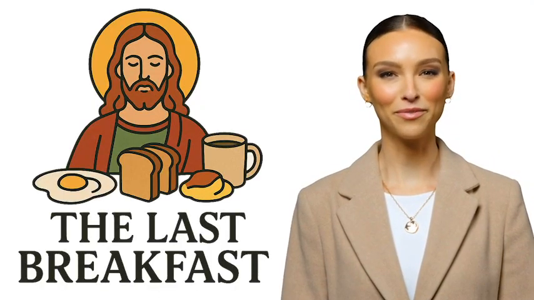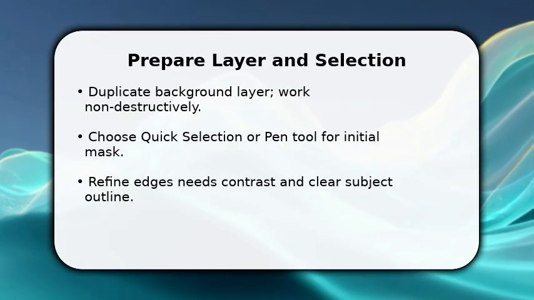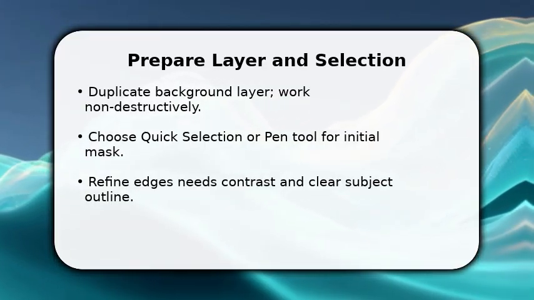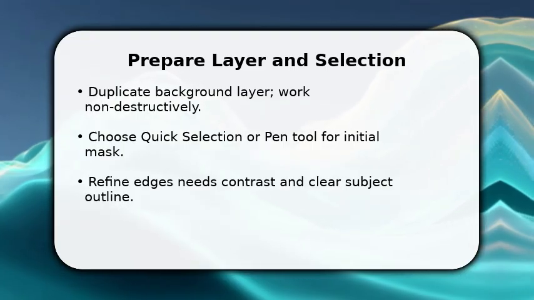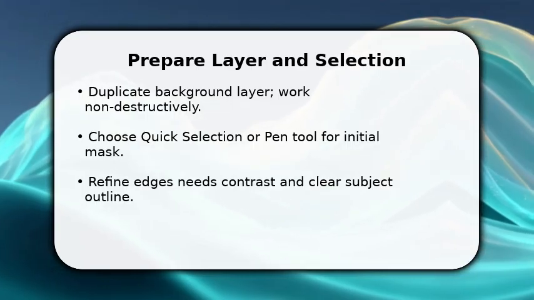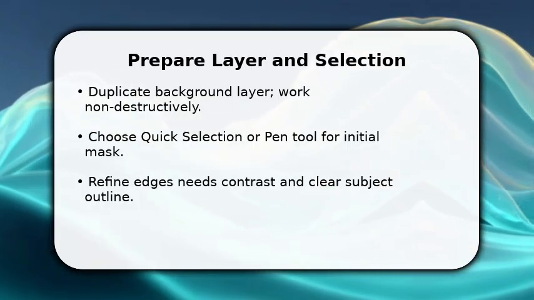Please enjoy the video. You start by duplicating the layer so you can always revert. This protects the original. Next, use the quick selection or pen tool to create a tight initial selection around the subject, because a cleaner starting mask reduces edge artifacts later.